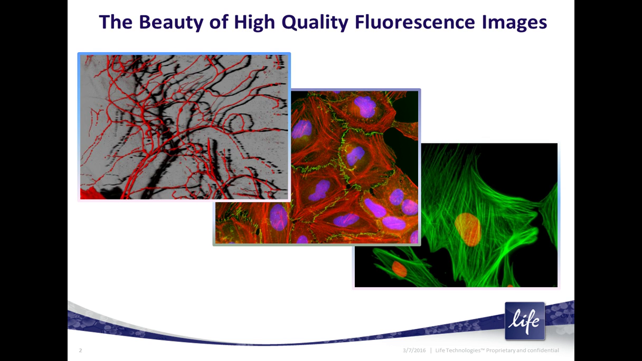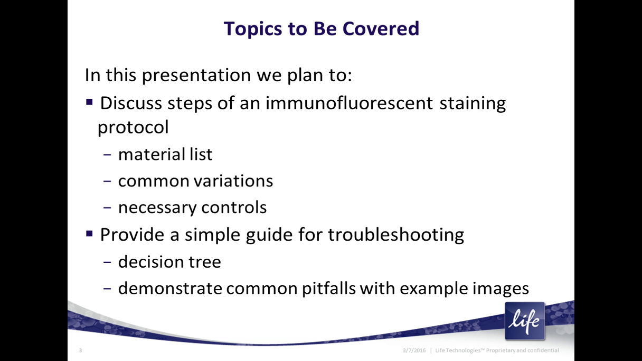So today, we're going to cover a number of topics. These are introductory topics to immunofluorescent imaging. The presentation will be in two broad groups. At first, I'll discuss the steps of the staining protocol, the materials you'll need, the variations on the protocol, and some of the controls that you'll need. And then I'll go on to a troubleshooting section. There's a decision tree and some of the pitfalls that you might fall into.